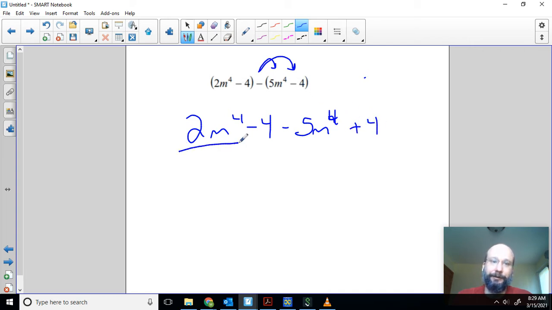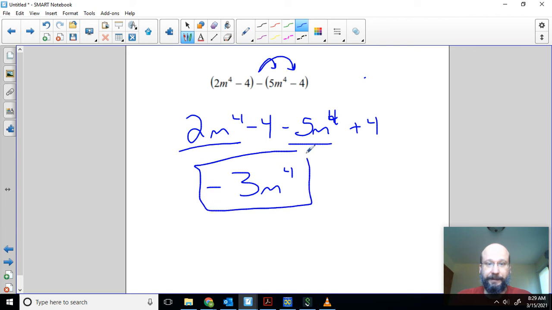And then combine like terms. These are like because they're both m to the 4th. So 2m to the 4th minus 5m to the 4th would be negative 3m to the 4th. Negative 4 plus 4 is 0. I do not have to write the 0. So this would be my final answer.